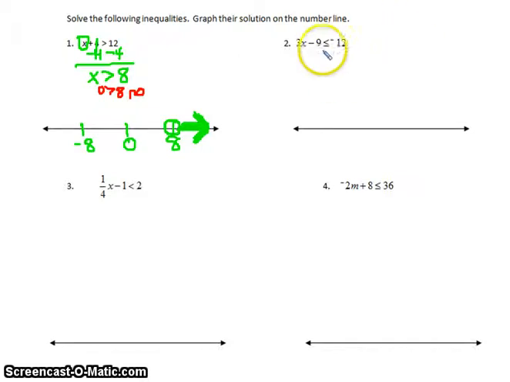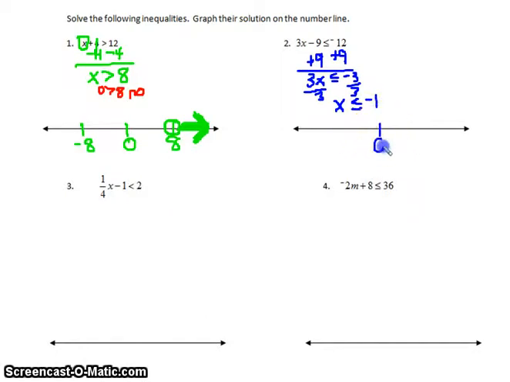Problem number 2. We still want to isolate our variable, which is x. It's kind of hard to see, so I'm just going to undo that. We are going to add 9 to both sides, which leaves us with 3x is less than or equal to negative 3. Divide both sides by 3, and we have x is less than or equal to negative 1.